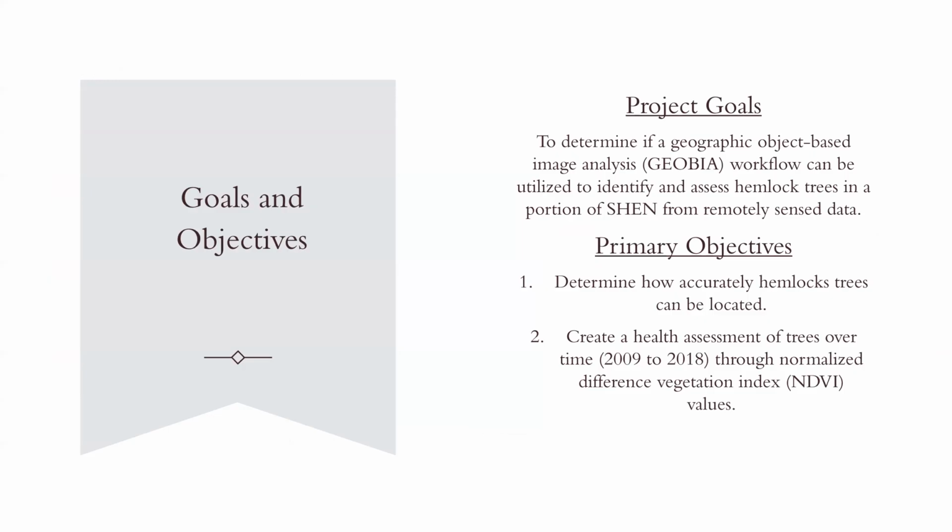For this project, I plan to assess whether a geographic object-based image analysis, or GEOBIA, workflow can be utilized to identify and assess hemlock trees in a portion of Shenandoah from remotely sensed data. I have two primary objectives. The first being to determine how accurately hemlock trees can be located through this type of analysis. And the second is to create a health assessment of trees over time, specifically from 2009 to 2018, using the normalized difference vegetation index.